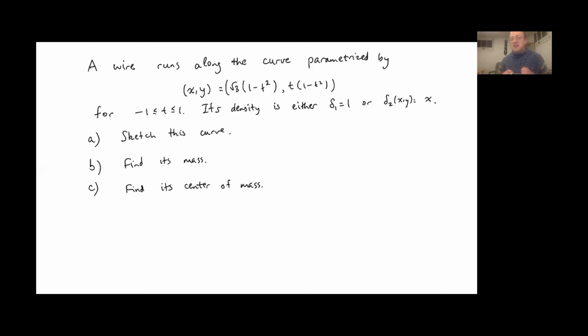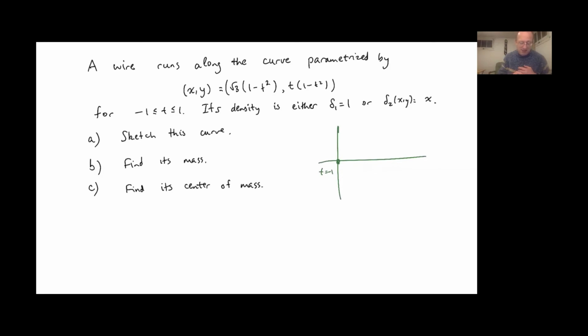Regardless of density, the shape of the curve is the same. So let's plot some points. We should start when t equals -1. When t equals -1, x is 0 and y is also 0. So this curve starts at the origin when t equals -1.